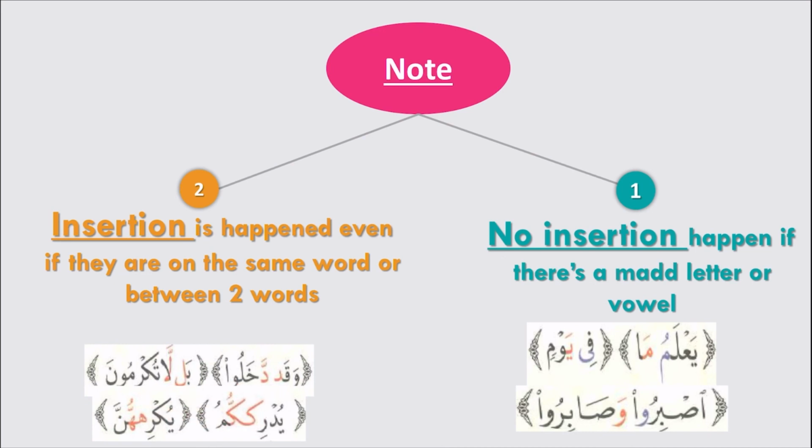So no insertion will happen between a med letter and a waw or ya, between a med letter and a normal letter. And if the two letters are mutaharrik, or voweled, there's no insertion as well. And the next thing is if we have two identical or alike letters following each other, and one of them is sakin and the second one is mutaharrik, even if they are between two different words or in the same word, insertion will happen, and we will join them together as one emphasized letter.